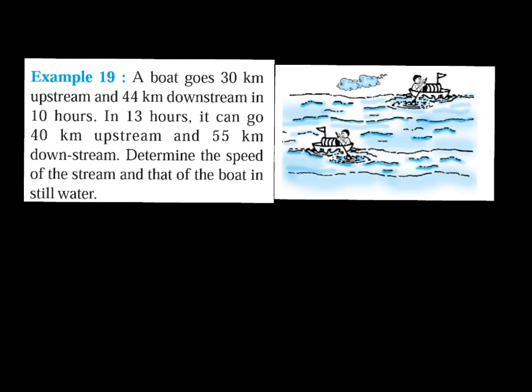Let's try this problem. A boat goes 30 kilometers upstream. Upstream means it is going against the flow of the river. A boat goes 30 kilometers upstream and 44 kilometers downstream in 10 hours. Downstream means that the boat is going in the same direction as the flow of the river. In 13 hours, it can go 40 kilometers upstream and 55 kilometers downstream. Determine the speed of the stream and that of the boat in still water.